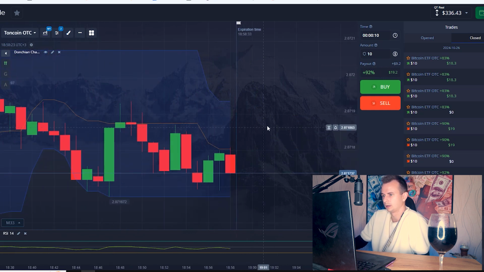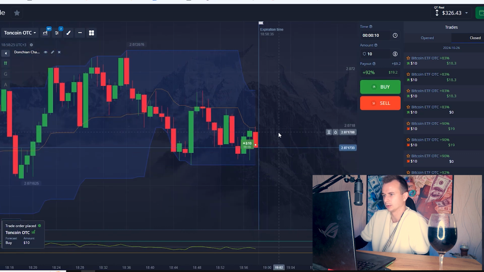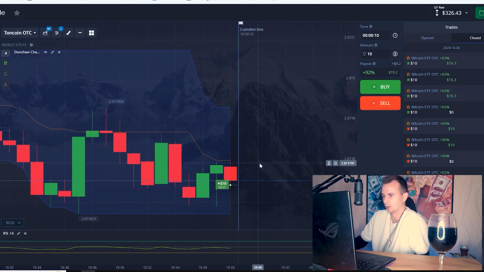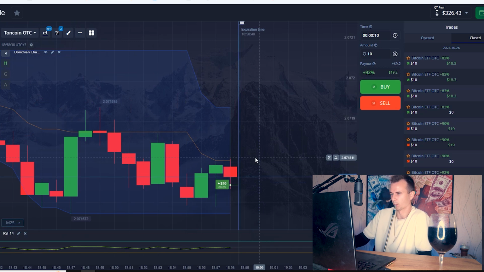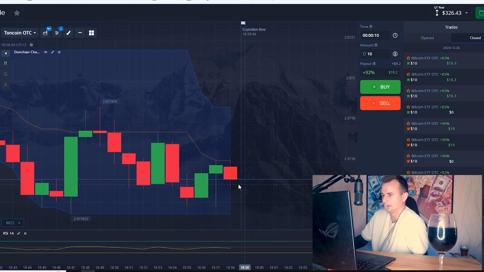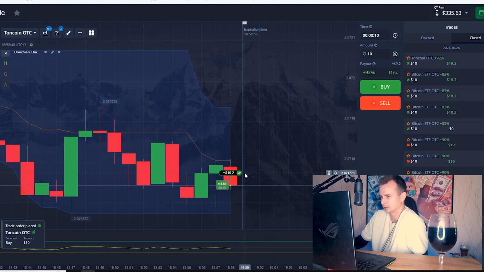Okay, here we can take one buy position. Let's see where the price is going. 7, 6, 3, 2, 1, and I earn another $9. So here it is better to trade because we have more money. From here I will take another buy.